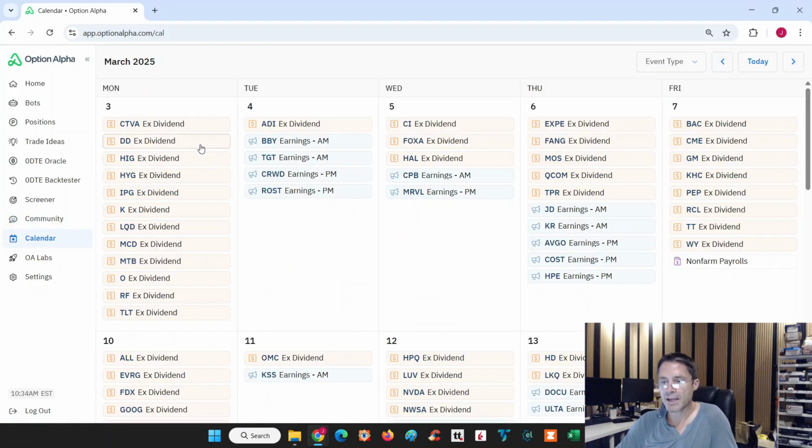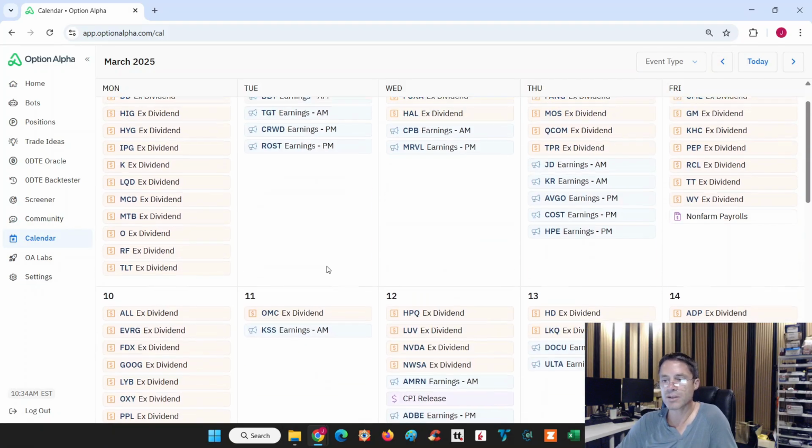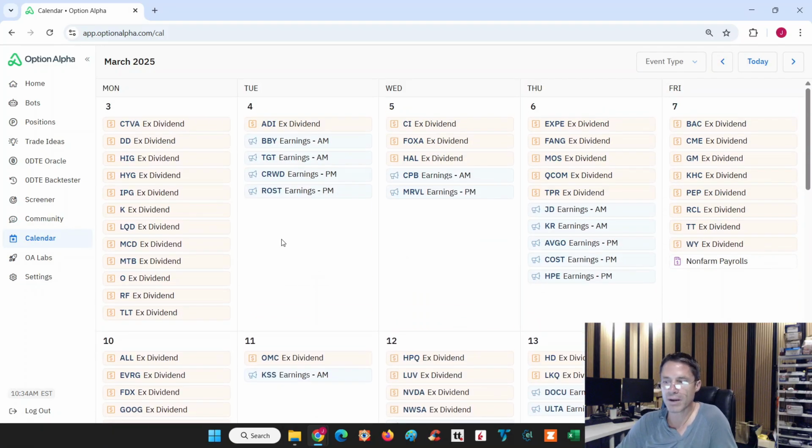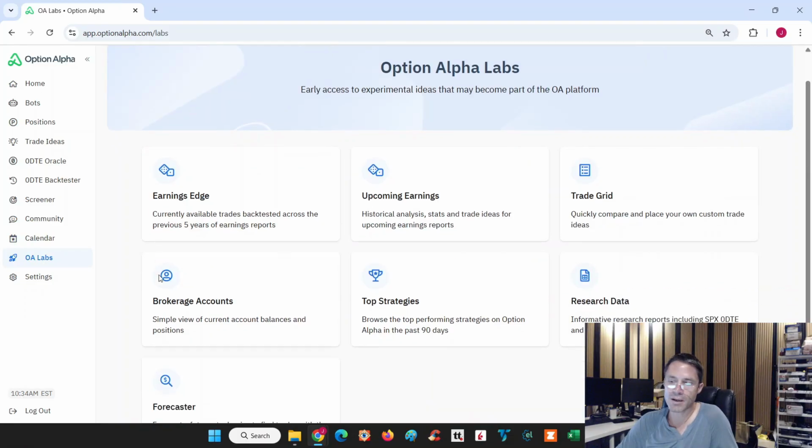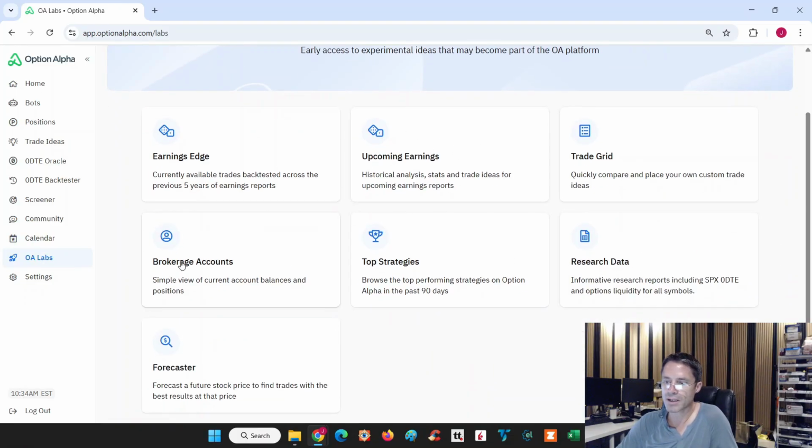Calendar, pretty handy, has dividends, earnings. Yeah, okay, it's just stock related. It's not like non-farm payroll day or anything like that. But that's handy. OA Labs. I don't even think I've clicked around in OA Labs. Oh, here you go. Earnings Edge, upcoming earnings, trade grid, and top strategies.